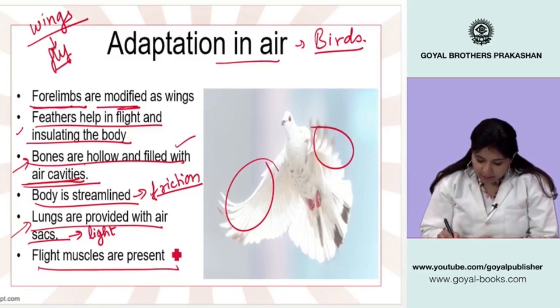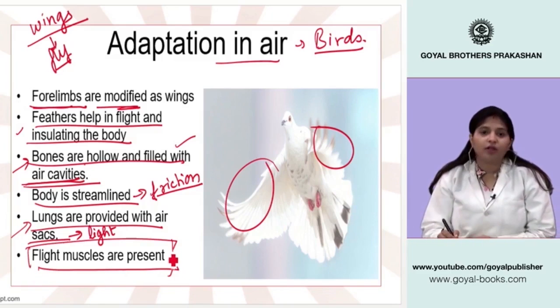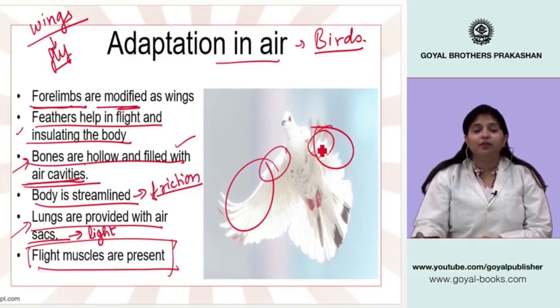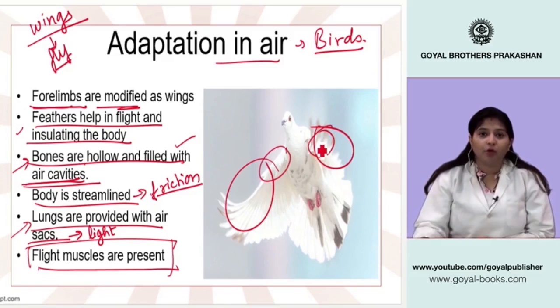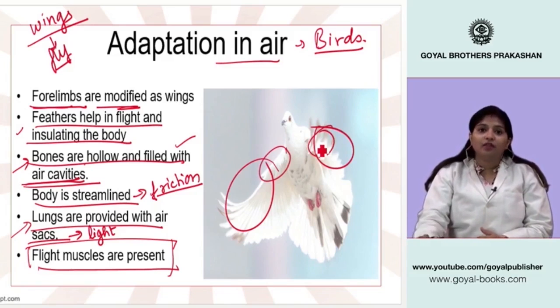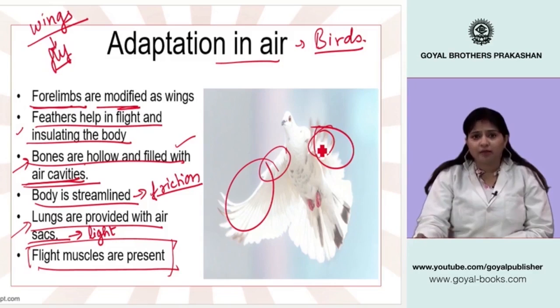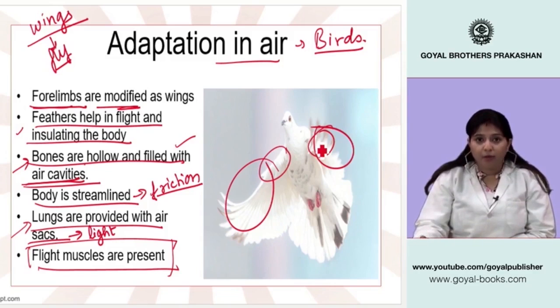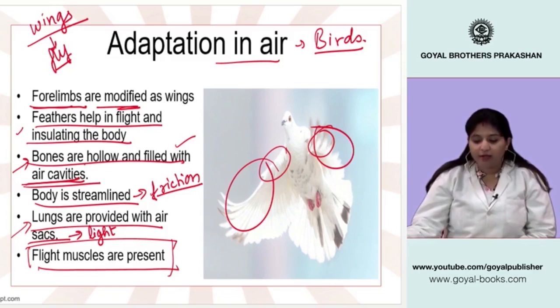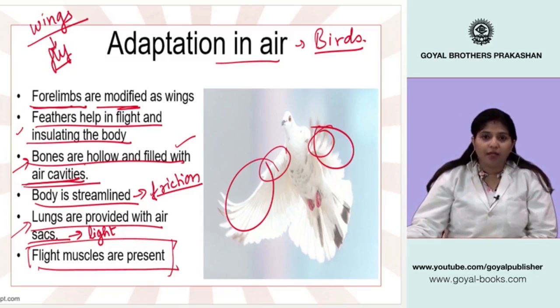Then flight muscles are present. These muscles are really strong in a bird. These are present in the wings, and they help in the flight of the bird, because the muscle has to carry the bird in the air. That is why these are very, very strong muscles. So these are the different kinds of adaptations which are present in a bird and help them in flight.